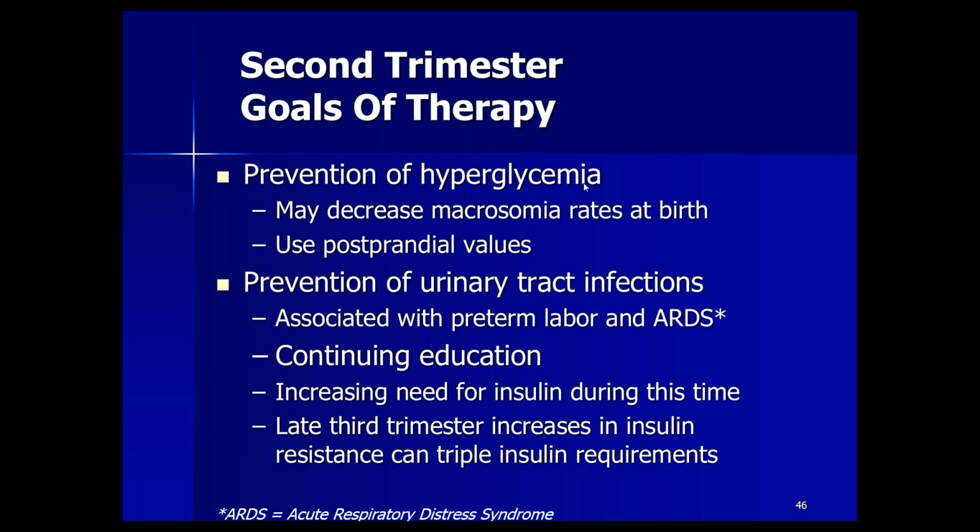When we get into second trimester, we really want to prevent hyperglycemia because this is when growth is being set, especially in the late second trimester. So good glycemic control at that time may decrease your macrosomia rate. And again, because of insulin resistance, you really need to be using the postprandial values there. Again, hard for patients who are on a pump, not necessarily for the gestational diabetics. Want to prevent urinary tract infections that are associated with high sugars in the late second, early third trimester. Continue to educate them about these upcoming changes in their sugars because otherwise they will be very frustrated that diet and exercise is no longer doing it for them.